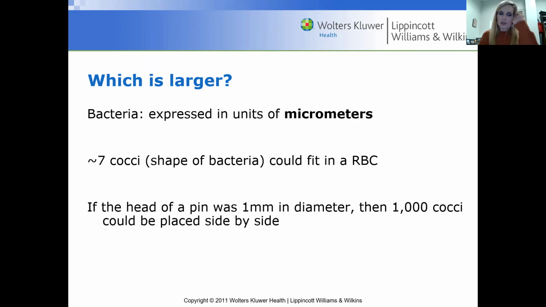Okay. So just as a refresher, to give you guys more of a visual of just how small these organisms are. Again, bacteria are expressed in units of micrometers. If we were to take 7 cocci, remember we talked about a couple slides ago that your coccus is just your average spherical shaped bacteria, if we were to take 7 of those guys, they could fit into 1 red blood cell. So something else we cannot see with the naked eye.